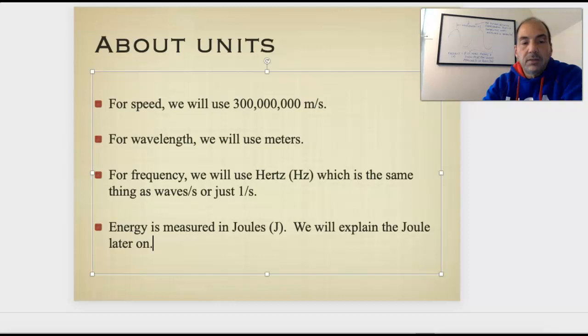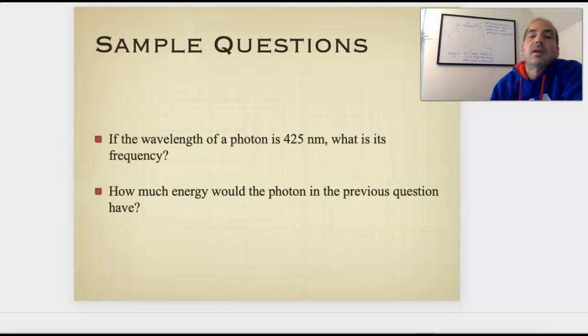All right, so let's put this to work. If the wavelength of a photon is 425 nanometers, what is its frequency? And how much energy would the photon in the previous question have? All right, if you want to give it a try on your own, pause the video, give it a try. I'm going to go on and explain it now.